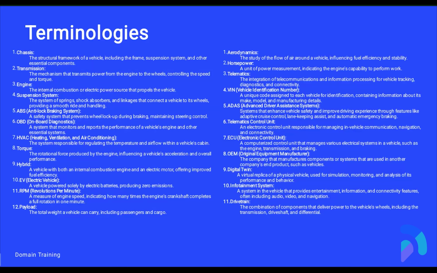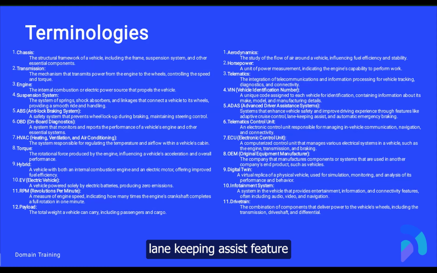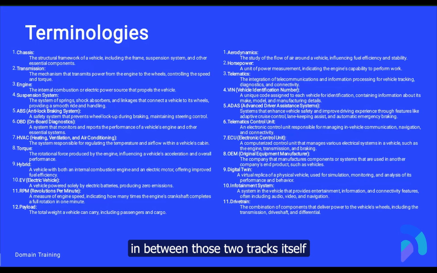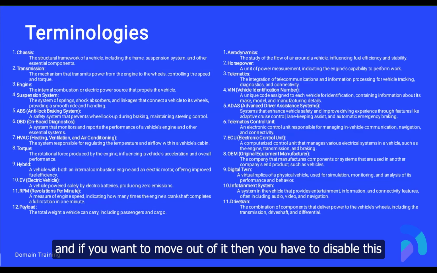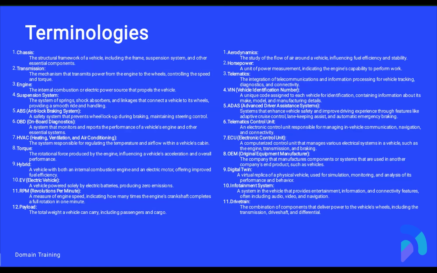This is like cars having very high-end features will have this kind of lane keeping assist feature, where it automatically tracks the white lines within the road, and it keeps you in between those two tracks itself. And if you want to move out of it, then you have to disable this so that you can go towards the safety service road, right?